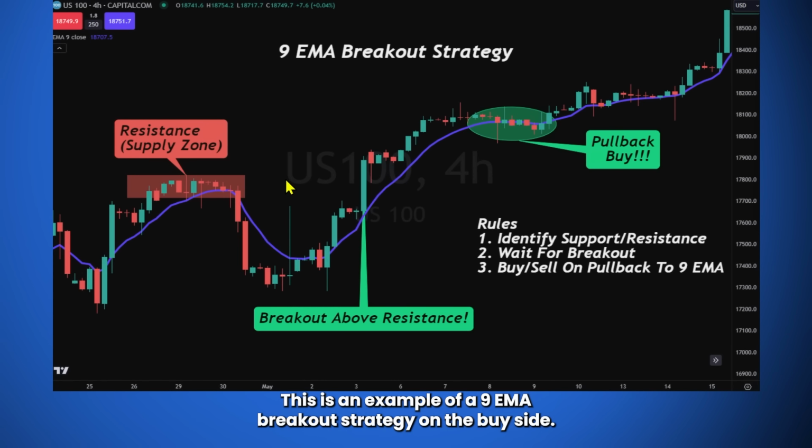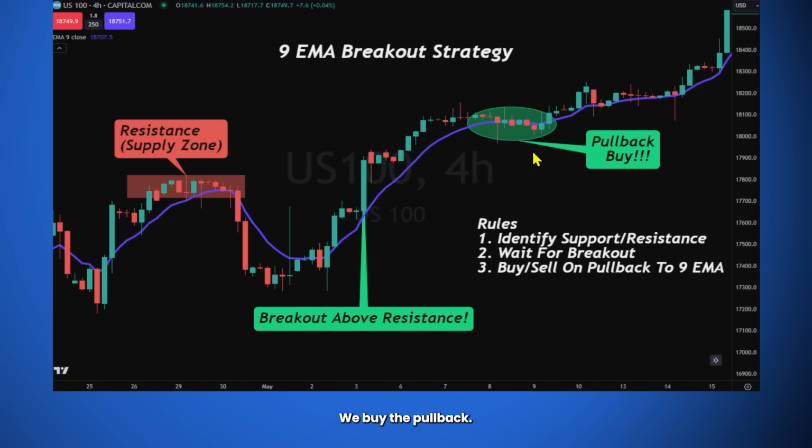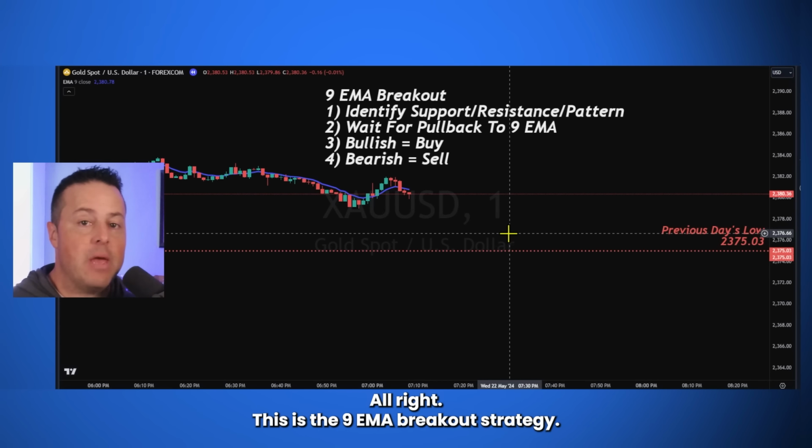This is an example of a 9 EMA breakout strategy on the buy side. Price breaks above resistance, we buy the pullback. All right, let's do it live. All right, this is the 9 EMA breakout strategy.